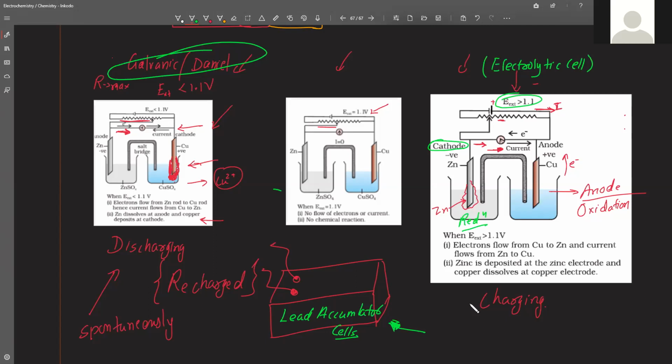Right? So the spontaneous reaction continues if the external EMF is less than the cell EMF. It stops when the external EMF is equal to the cell EMF. And it is reversed: the reaction starts in the opposite direction if the external EMF is greater than the EMF of the cell. Right? So these two cells, the galvanic cell and the Daniell cell, work to convert chemical energy to electrical energy.